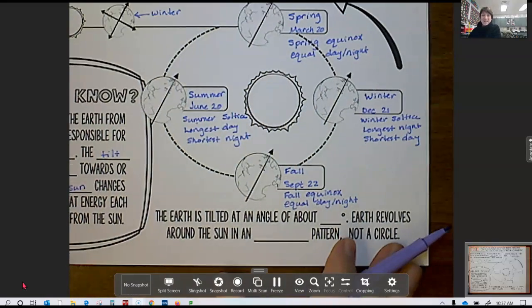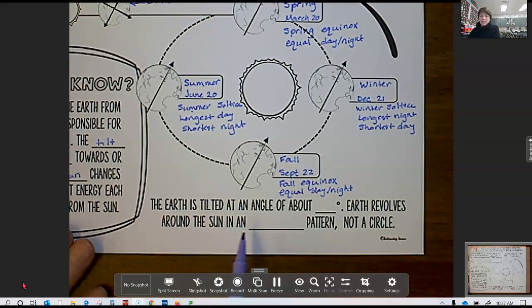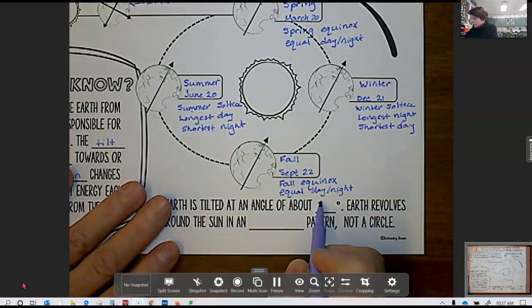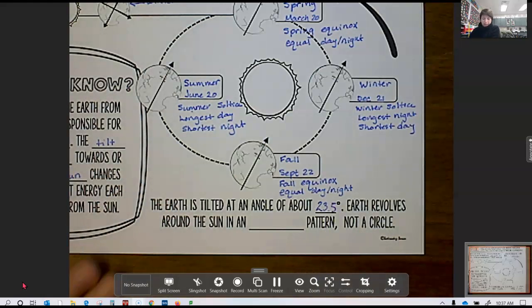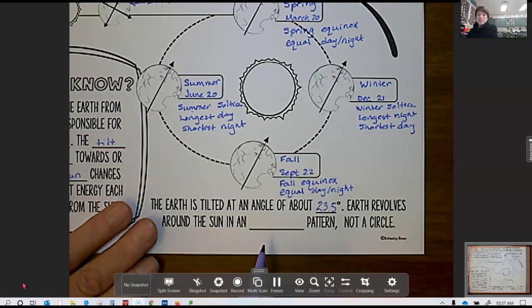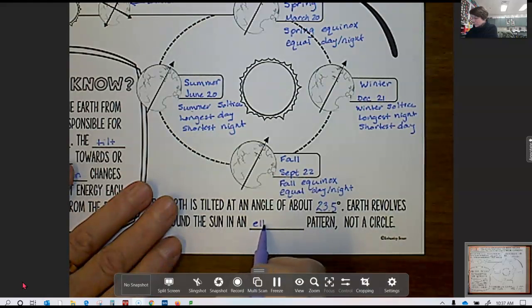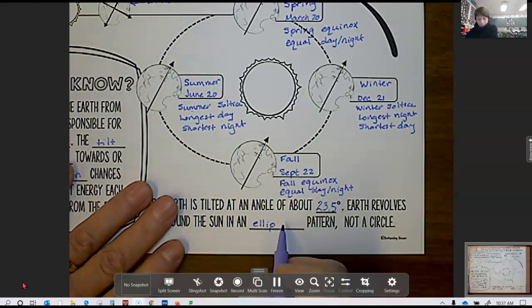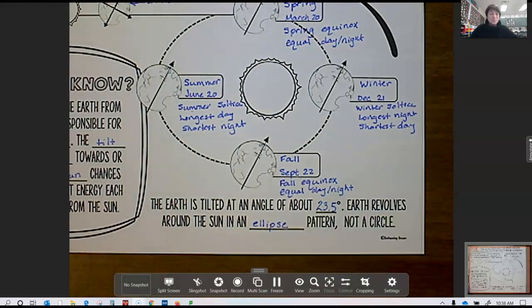and that's what causes our seasons. All right, so the Earth is tilted at an angle of about 23.5 degrees. And we've studied already that the Earth revolves around the sun in an elliptical pattern, not a circle. So elliptical, or an ellipse. All right? Now that you've taken these notes, you should have a really clear idea that it is not how close we are to the sun, but the tilt of the Earth that causes our seasons.